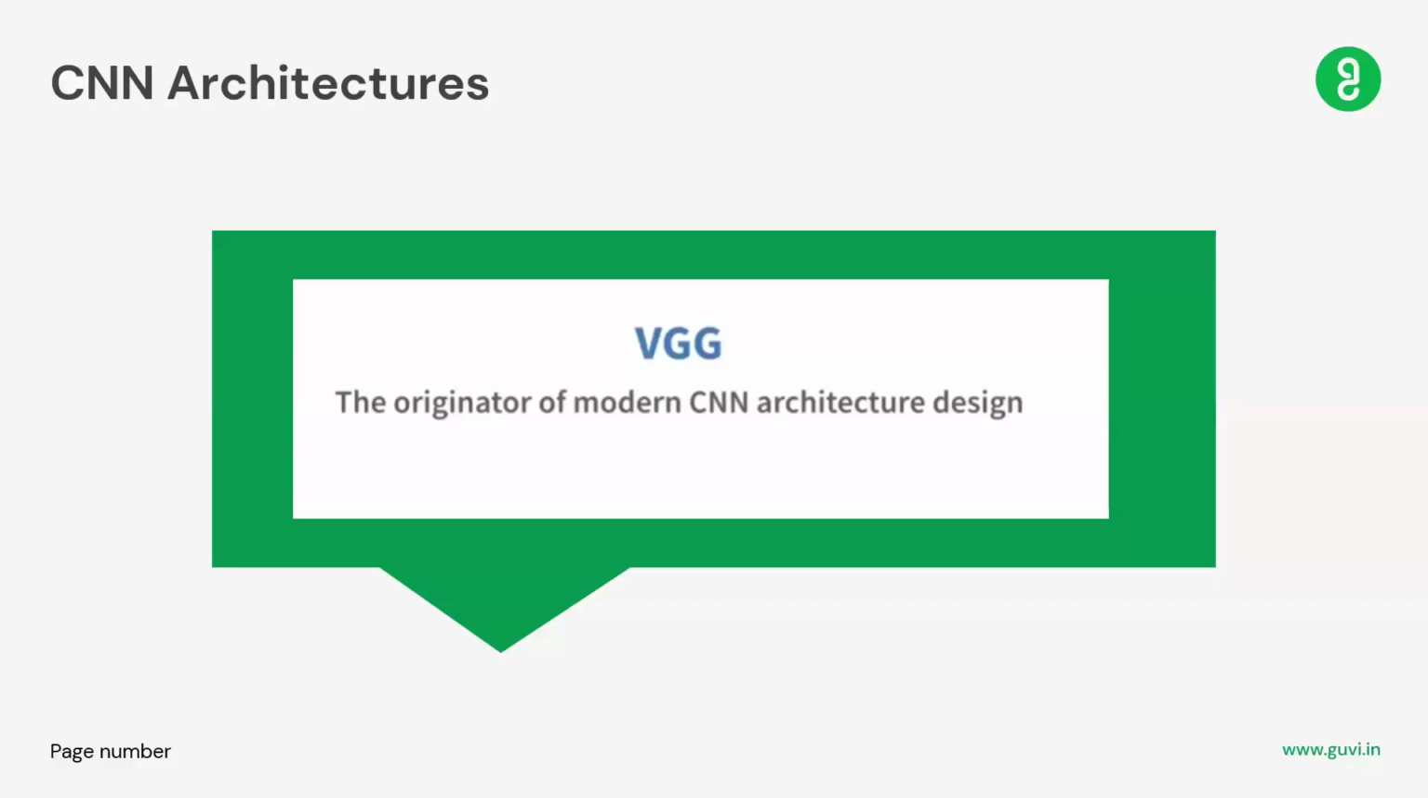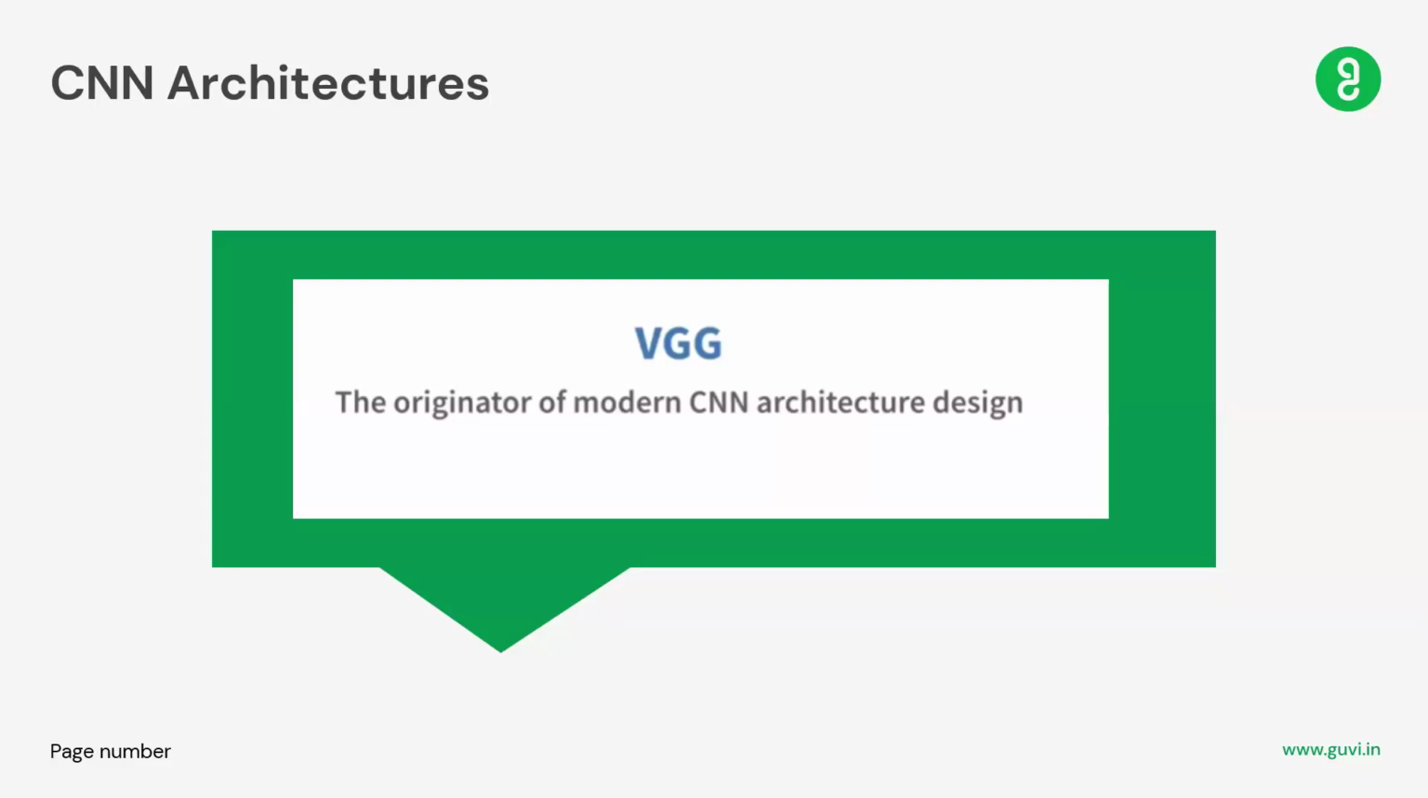In this session, we are going to discuss the VGG architecture. In our previous session, we discussed AlexNet, which is considered the grandfather of modern convolutional neural networks. VGG is considered the father of modern CNN architecture design. It was developed by the Visual Geometry Group at Oxford University and in 2014 took first place at the ImageNet Large Scale Visual Recognition Challenge.